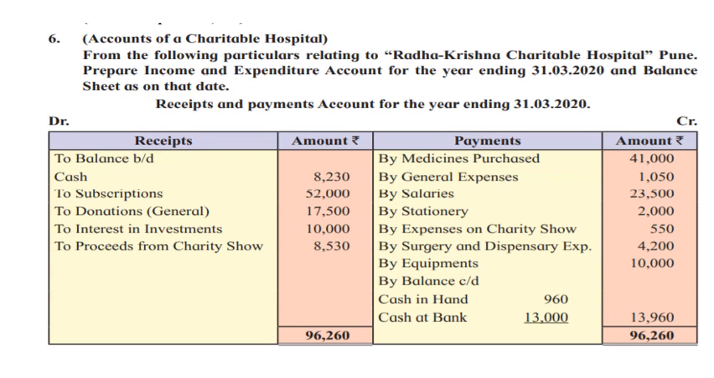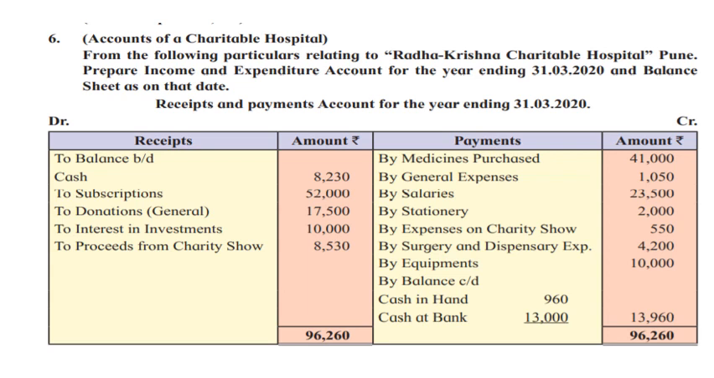Underline it. Receipts and payment account for the year ending 31st March 2020. Receipts: to balance brought down, cash 8,230; to subscription 52,000; to donations (general) 17,500. So we're going to transfer this donations amount directly to the income side. To interest on investment 10,000; to proceeds from charitable show 8,530.